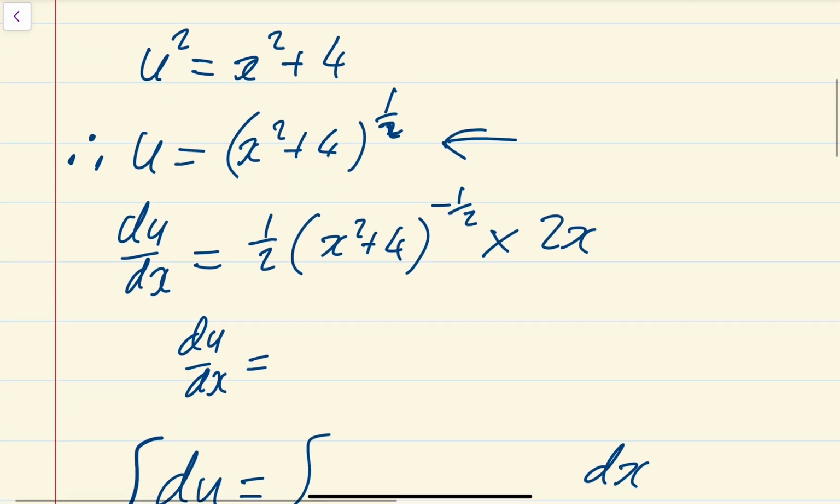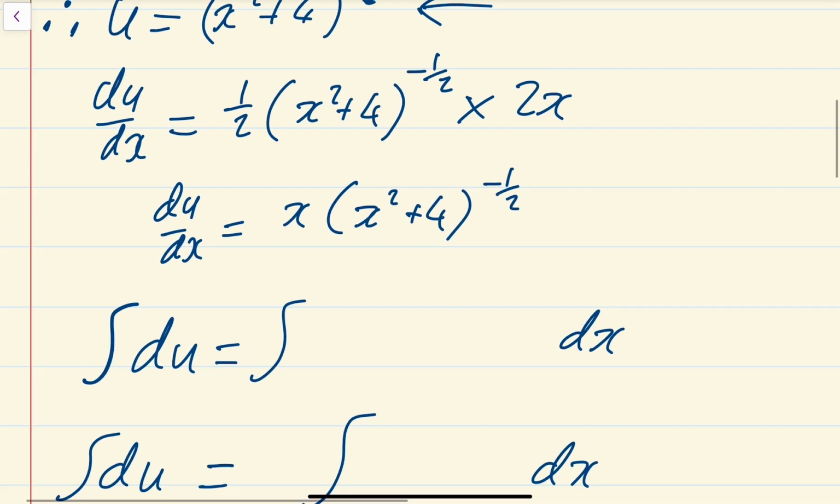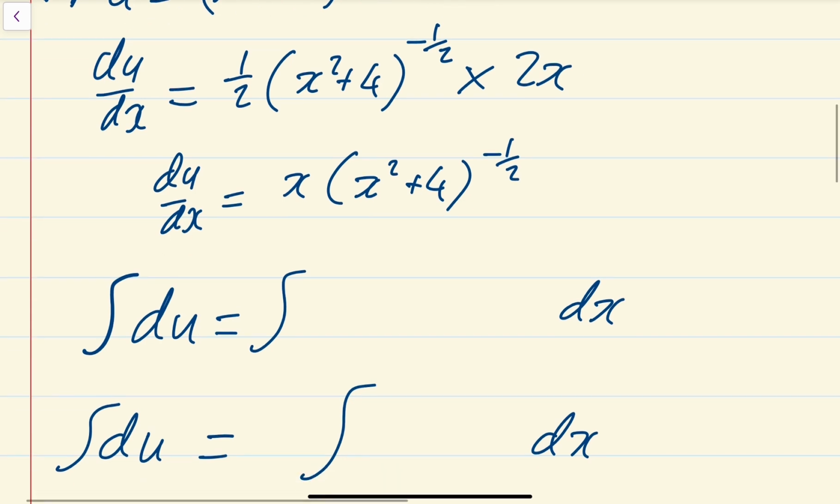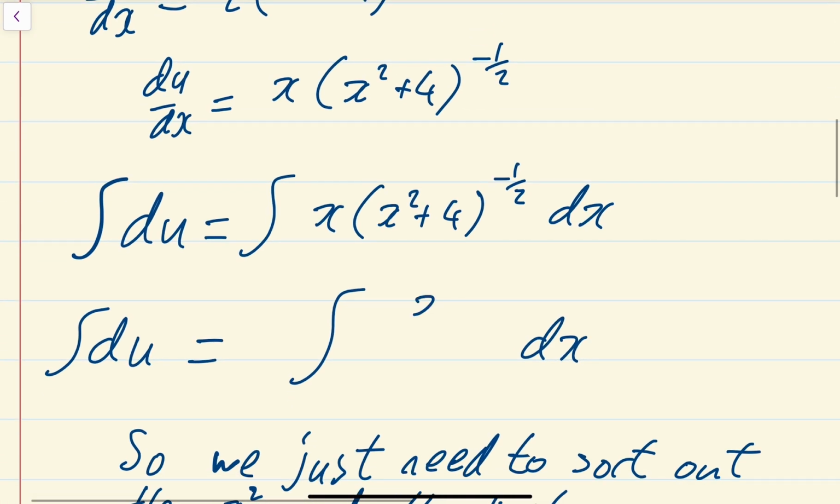Now tidy that up a wee bit. A half times 2x is just going to be x, and then that's x squared plus 4 to the minus a half. So I always tell my pupils, I imagine as if this dx is multiplying across, and obviously it's not really multiplying, then put an integration sign around it as well. So you'll have the integral of du is equal to x upon x squared plus 4 to the power of minus a half. Now I'm just going to write that slightly differently. That's the same as x over the square root of x squared plus 4.